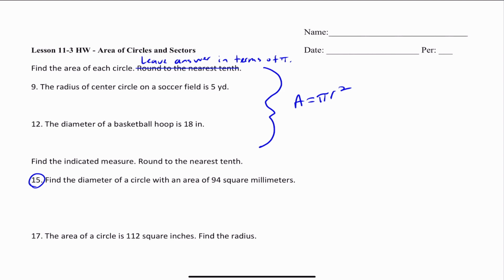Okay, let's go ahead and take a look at 11.3 homework, area of circles and sectors. For number 9 and 12, it says find the area of each circle, and I know it says round to the nearest tenth, but I want you to leave your answer in terms of pi.